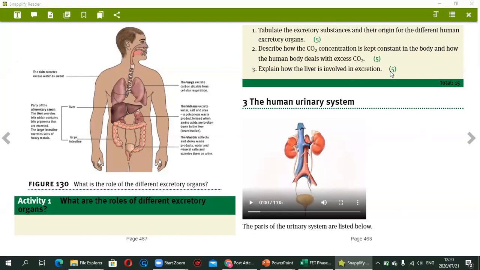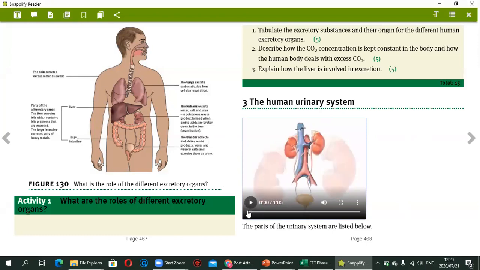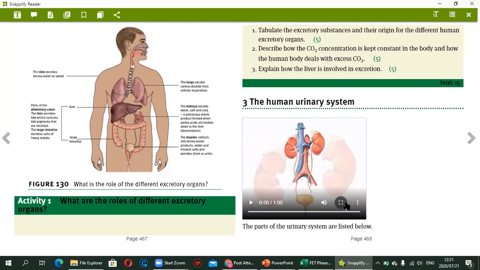Okay, that was the last question there for the different roles of the different organs. Now, next up, we will be discussing the human urinary system. This is a video about the human urinary system. We are moving on now to discuss the different ways. Remember, we discussed the different substances that are released in the body. Urine is one of those waste products. So we will study the whole urinary system, how it works and how it comes about that you end up having urine. So this is a short video to explain the human urinary system.